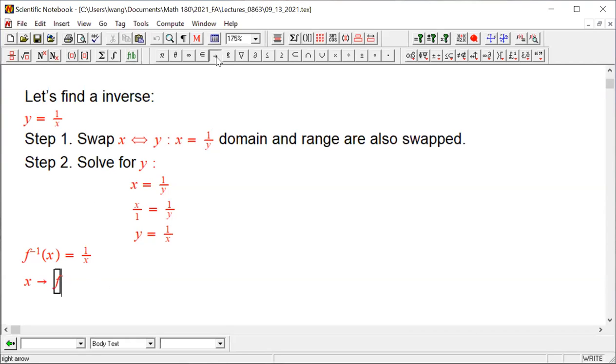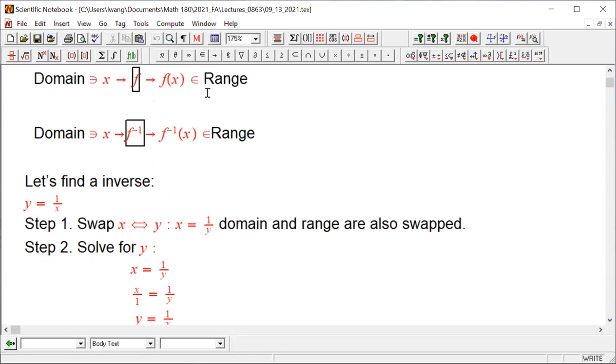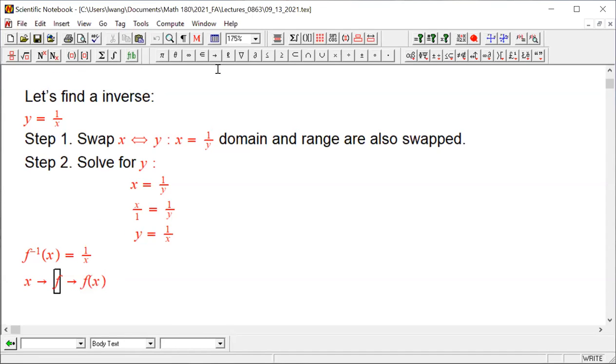Okay, it produces an output. And this output is going to be in the range of f. If it's in the range of f, it's in the domain of its inverse, isn't it? Because these two are the same, right? You follow me? And then I can take this as the input for the inverse.